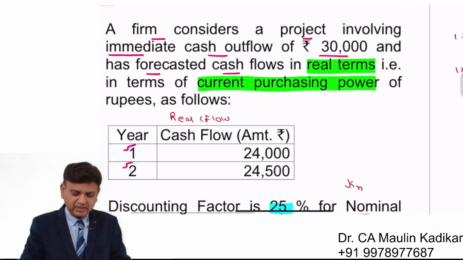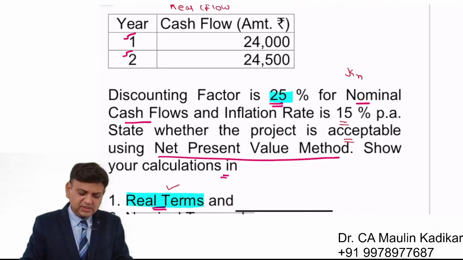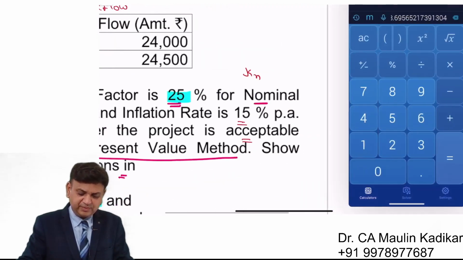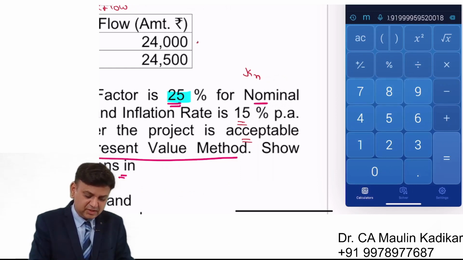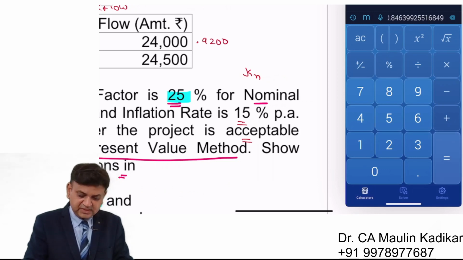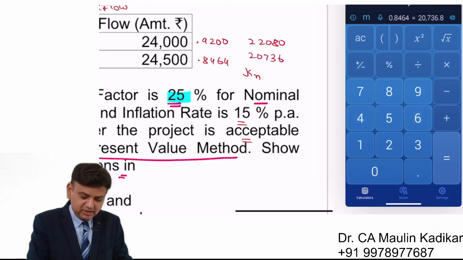These real cash flows will be discounted with the real cost of capital. 1 divided by 1.086957. The first year discounting factor is 0.92. Second year discounting factor is 0.8464. So 24,000 into 0.92, that is 22,080. 24,500 into 0.8464, that is 20,736.8.